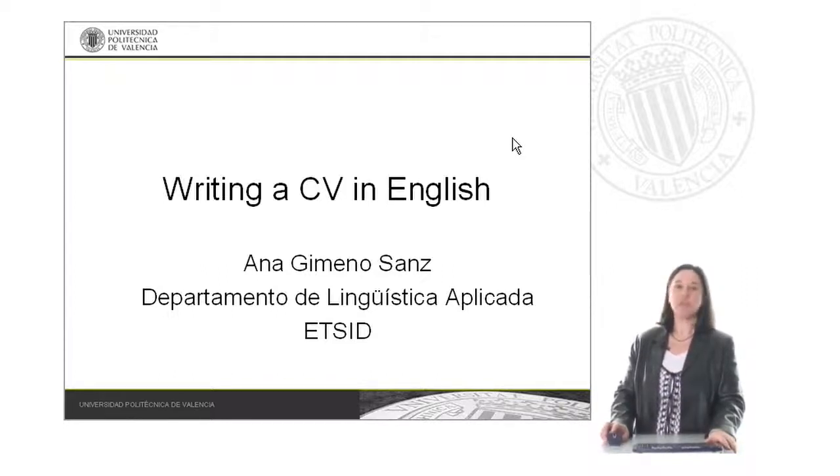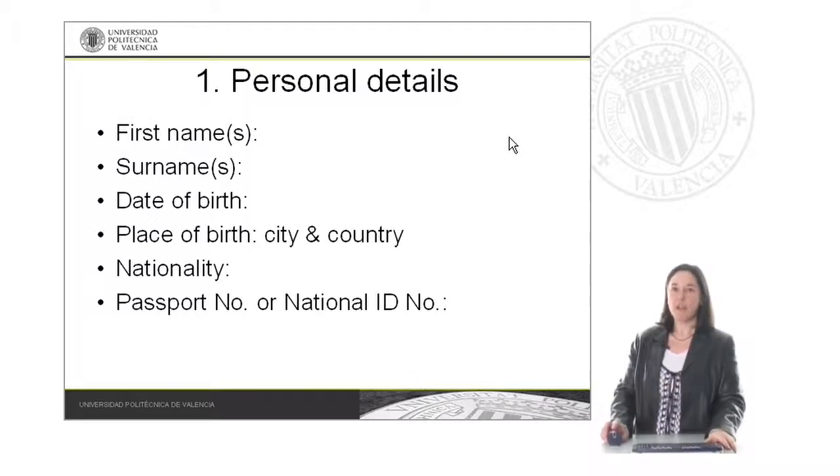Today we're going to talk about writing a CV in English. First of all, we have to specify our personal details. Our first name, our surname, date of birth, place of birth, specifying city and country, our nationality, and our passport number or national ID number.